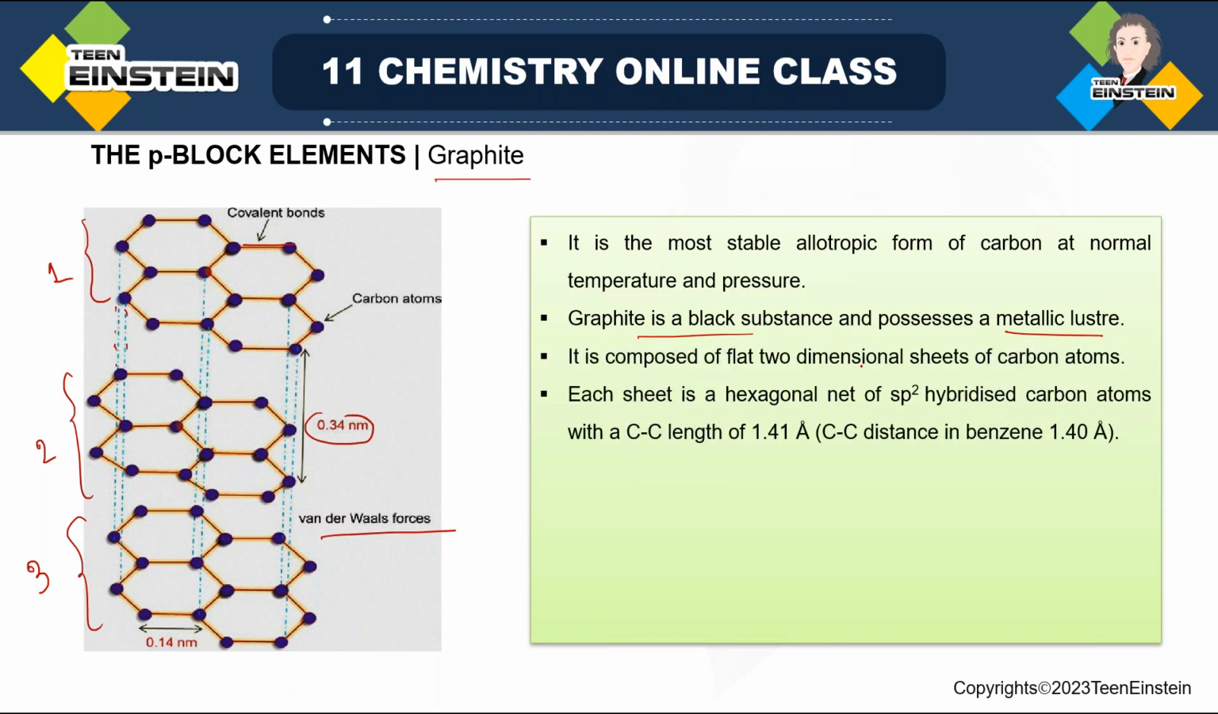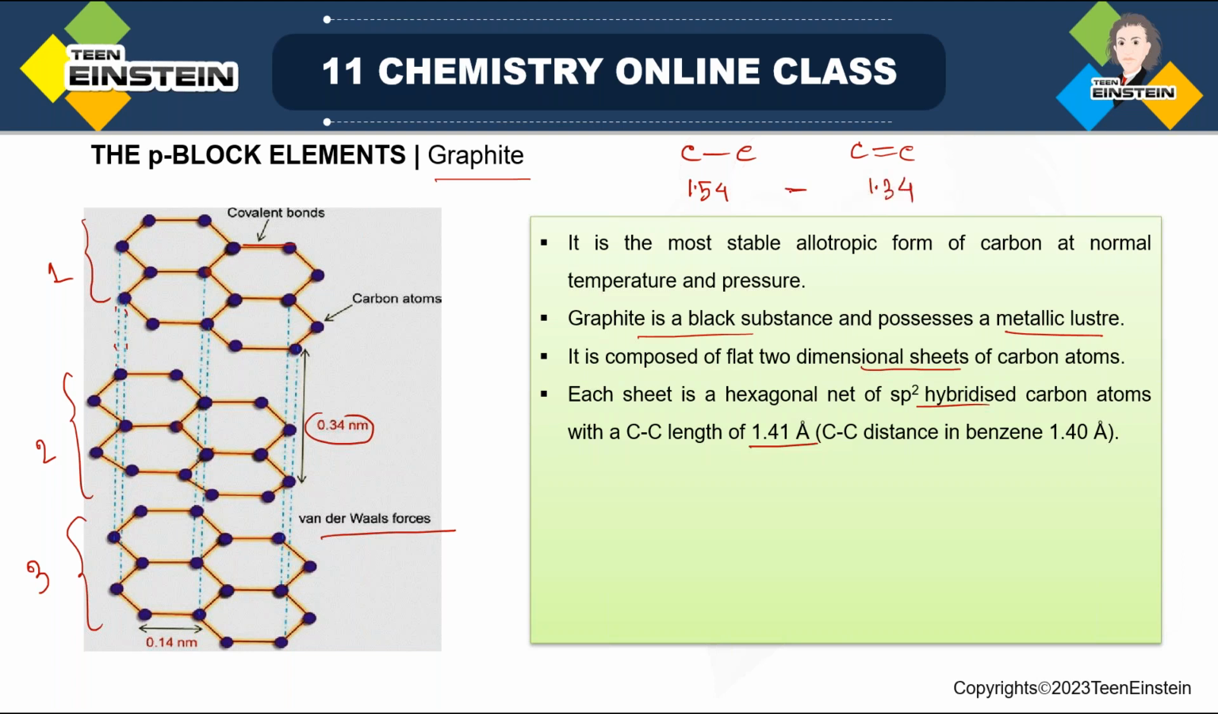It is composed of flat two-dimensional sheets of carbon atoms. So these are the sheets number 1, 2, or 3, or layers. Each sheet, if you focus, is a hexagonal net of sp2 hybridized carbon atoms. Unlike diamond where the hybridization is sp3, now it is sp2. Okay, this is the difference. Now come to the C-C bond length. The C-C bond length is 1.41. Now remember what I have said, that the average C-C single bond distance is 1.54, and for the average C=C double bond, it is 1.34.